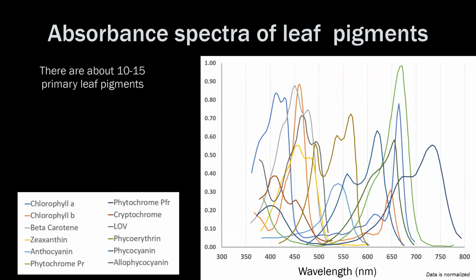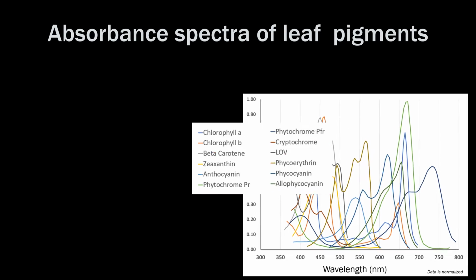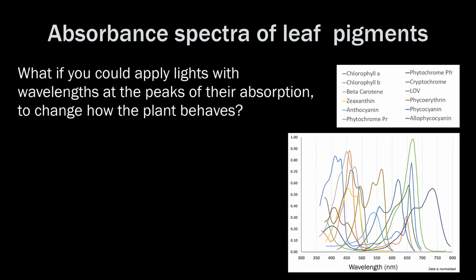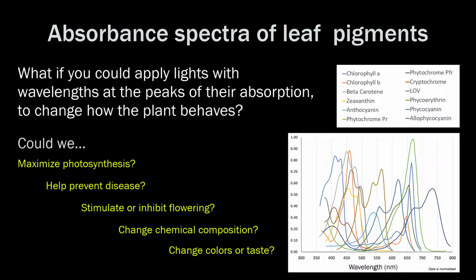Now, in actuality, there are about 10 to 15 primary leaf pigments that can be broken down into 3 groups: photosynthetic activity, photomorphogenesis, and then photosynthesis in algae. Now, let's imagine that we can apply lights with specific wavelengths to those pigments where they have their peaks or where they're most efficient in their absorption, and we could change how the plant behaves. For example, could we maximize our photosynthesis? Could we help prevent disease? Could we stimulate or inhibit flowering, change chemical composition, and even change colors and taste?